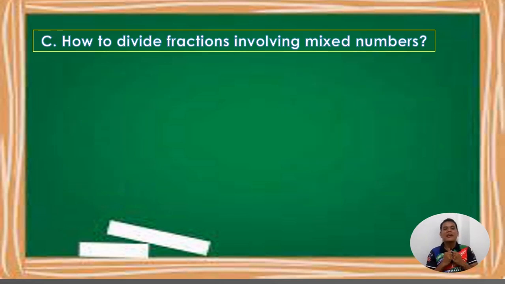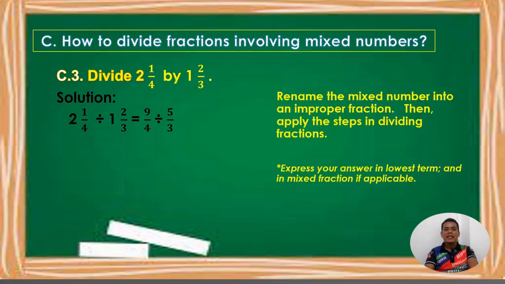And yes, we are now on our third and final example. Divide 2 1/4 by 1 2/3. Both our dividend and our divisor are mixed numbers, right? But don't you worry, we will just begin with the same step. Rename the mixed number into an improper fraction. So rename 2 1/4, change that to improper fraction, that becomes 9/4. And 1 2/3 is simply equal to 5/3.